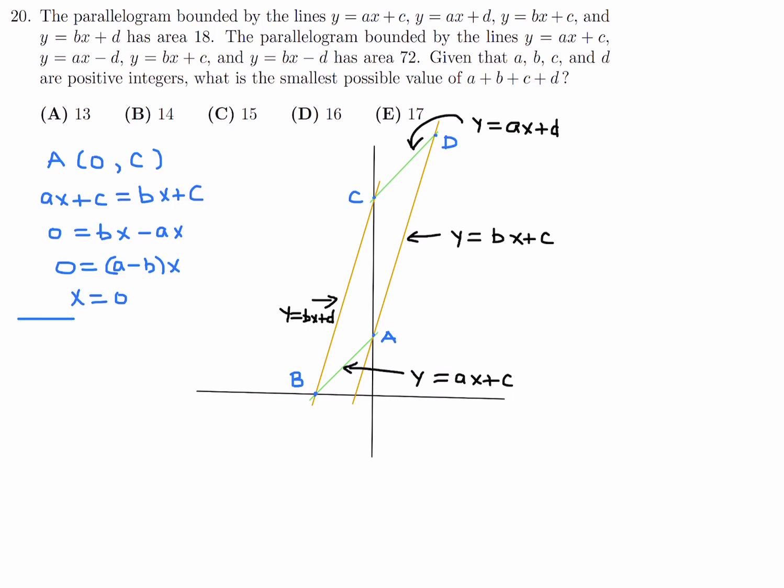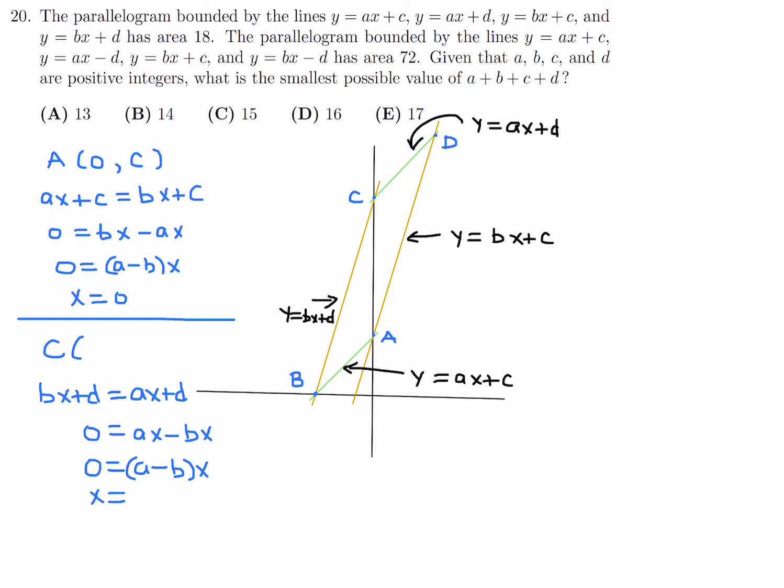So we got A. Now let's do C. I think C should be relatively straightforward. C is the intersection of this line and this line. So that means that bx plus d is equal to ax plus d. And in a very similar way, ax minus bx is 0. (a minus b)x is 0. And therefore x is 0. So that means this is 0. And then the y coordinate I get by substituting back into either of those. And that's just d. Okay, so far so good.